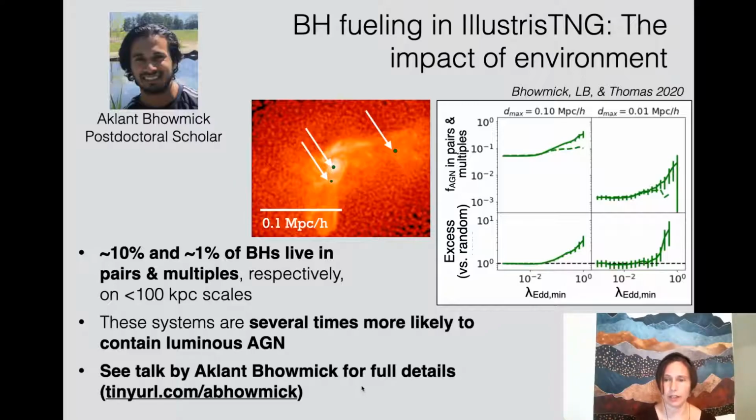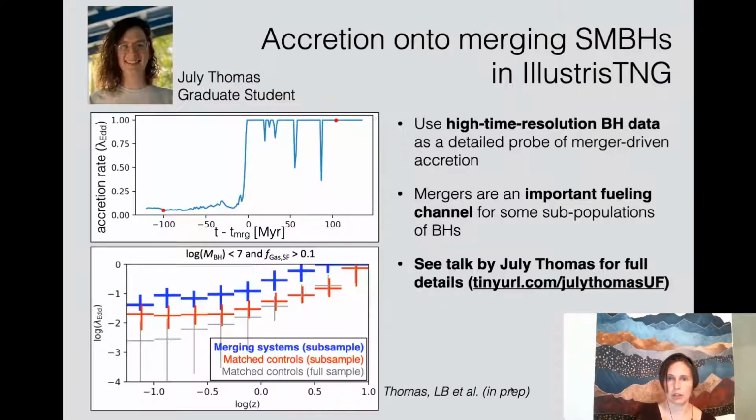And I'll just highlight that indeed he does find that these pairs and multiples on less than 100 kiloparsec scales are several times more likely to contain luminous AGN than random pairs, which you can see here parameterized by this excess over random pairing, which increases towards high accretion rates, or high Eddington ratios in this case. So yes, I encourage you to check out his talk for full details.